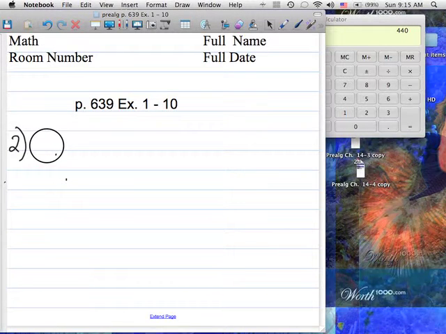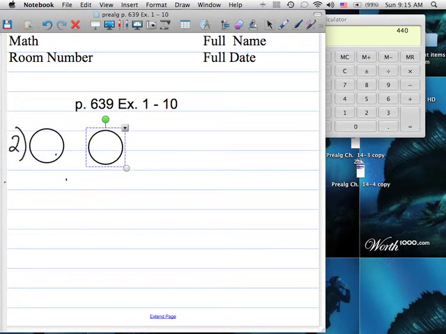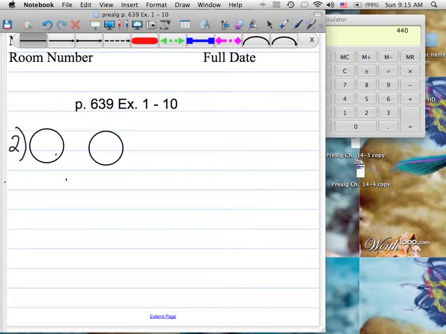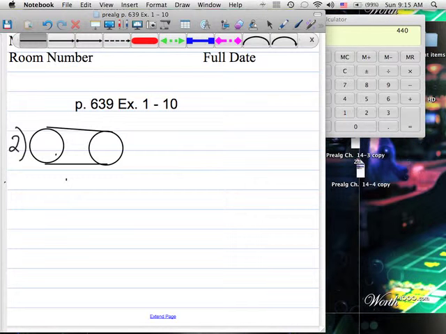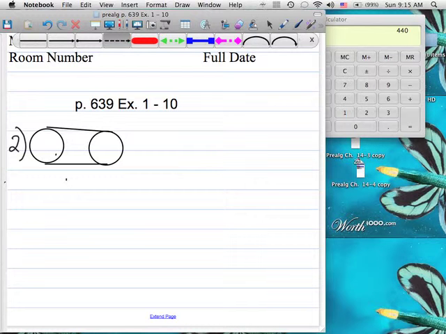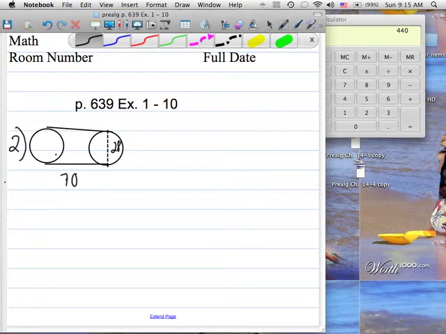Okay, so now I have this circle and I'll duplicate that, and the cylinder is actually on its side. Not the best cylinder. Okay, then we have this given here for number 2. You're given the diameter again, and it's 28, and the height when it stands on its base is 70 millimeters.